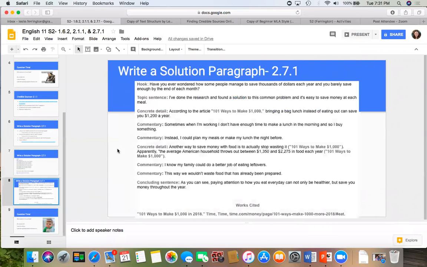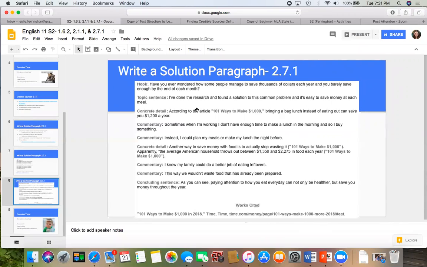So looking at this right here, the hook that they give you: have you ever wondered how some people manage to save thousands of dollars each year and you barely save enough by the end of the month? And then the topic sentence: I've done the research and found a solution to the common problem. It's easy to save money at each meal. So this is introducing your topic.